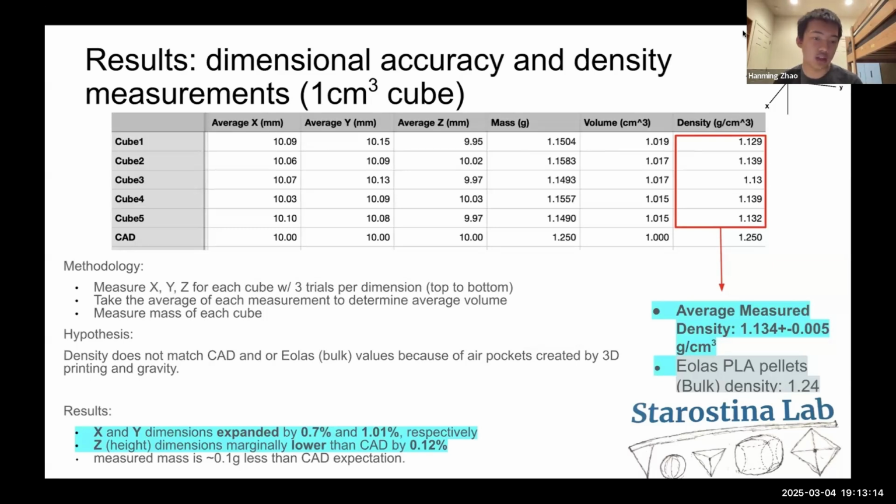So our hypothesis was that the density does not match the CAD or the bulk number given from the manufacturer because of pockets of air that are created during the 3D printing process and the effects of gravity. And the results more or less helped us confirm that. So the X and Y dimensions, which are the horizontal dimensions, expanded by 0.7 and 1.01% respectively, while the Z height, which is the vertical one, was marginally lower than CAD expectation. So overall, the measured mass was also lower, so we could confirm that the actual density was quite a bit lower than what we were expecting based on the data that we had.